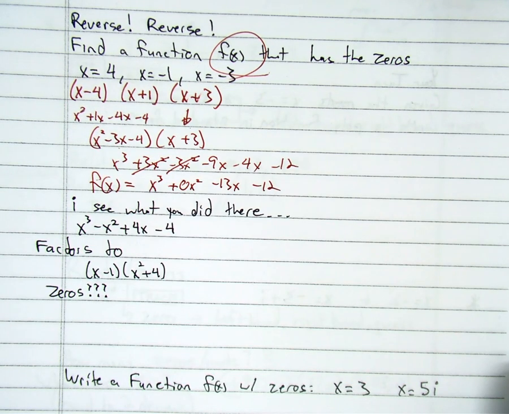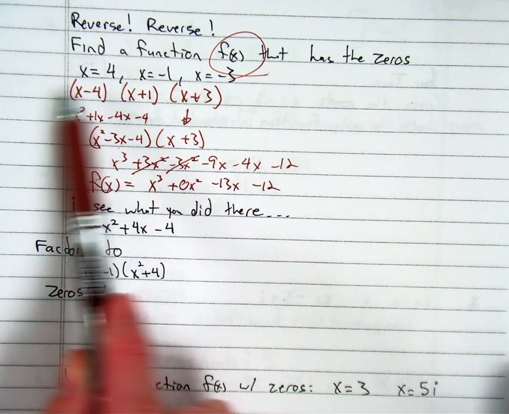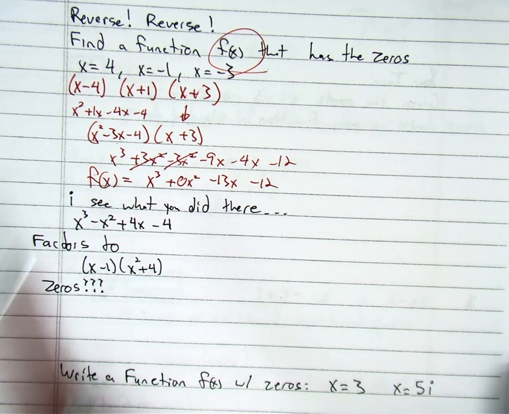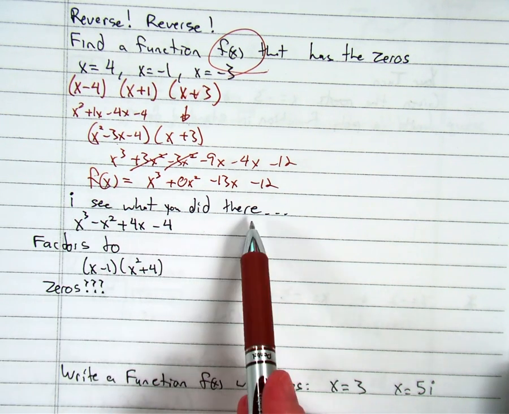And that's how you do it. Okay, we're going in reverse order. Those are the answers. So these had to be in the parentheses. Multiply 2 of them together, simplify, and then take your third one times it. I see what you did there.